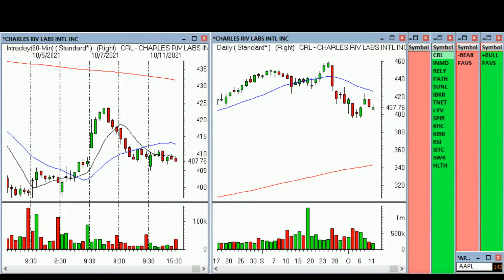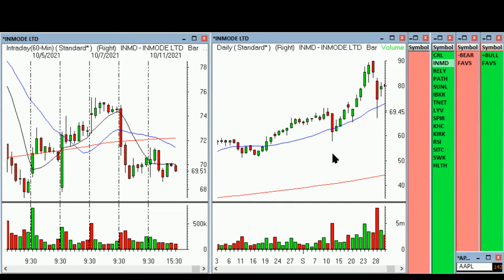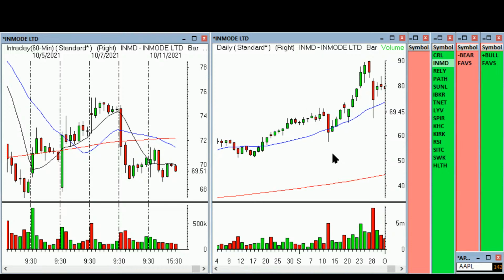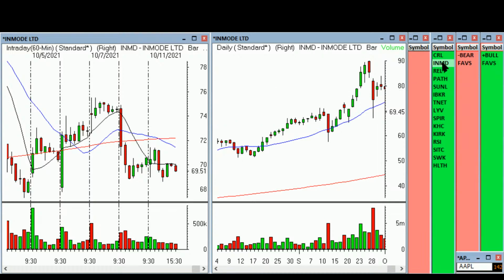I may add back INMD. I didn't get it because of my stupidity, because the company did a split that morning that I called, and I forgot to adjust my order in the system. So instead of under 70, I was still doing it under like 140 or 150 something, and I should have changed the order and I forgot to change it. So I never got this one.